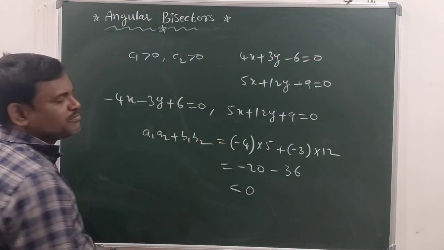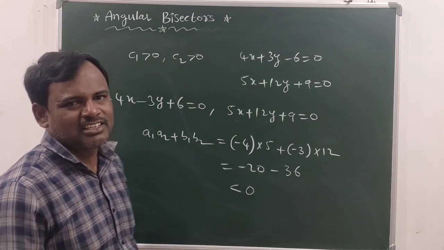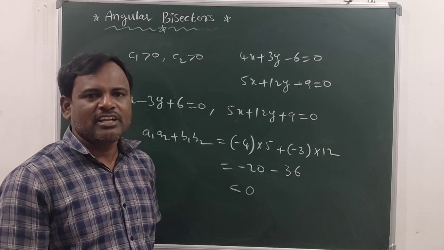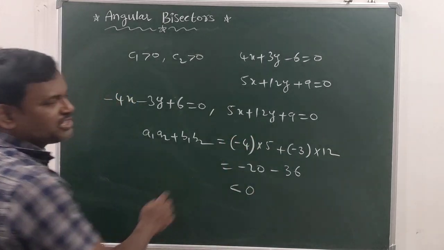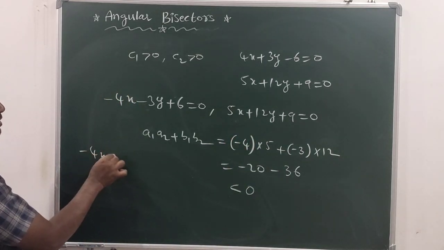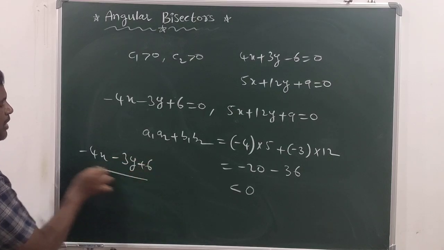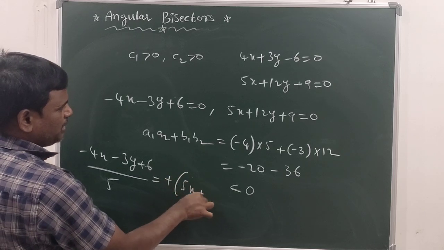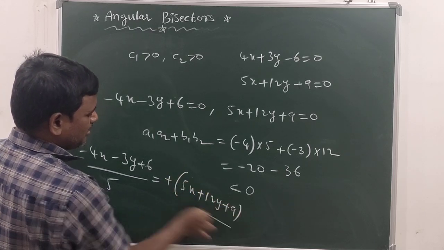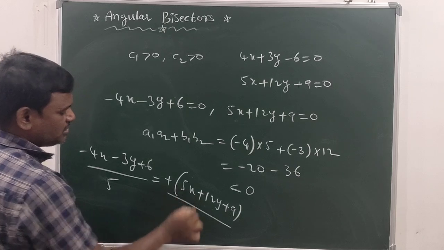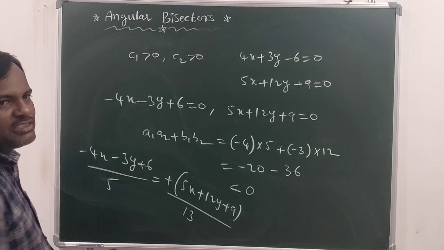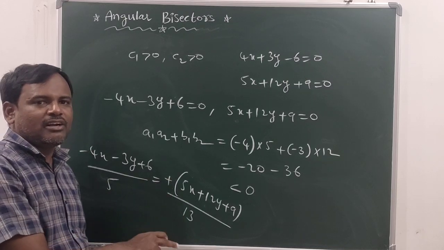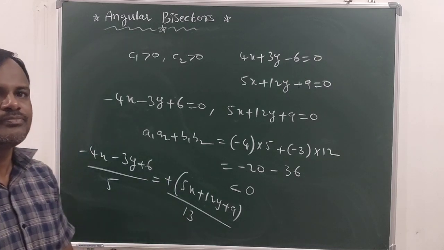Okay, you got it like this. Then plus indicates the bisector in which the origin is lying. In the previous one, see here, minus 4x minus 3y plus 6 by 5, which is equal to plus 5x plus 12y plus 9 by root a square plus b square, which is equal to 13. So you get one bisector. Okay students, that is our required bisector in which the origin is lying.